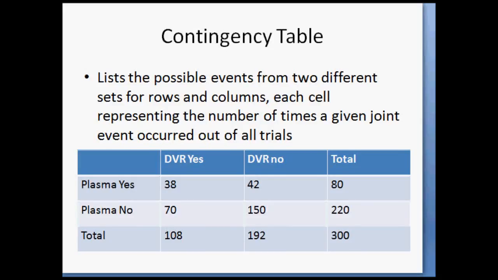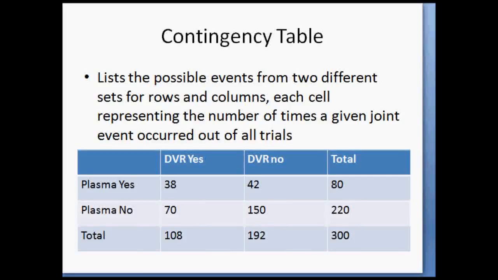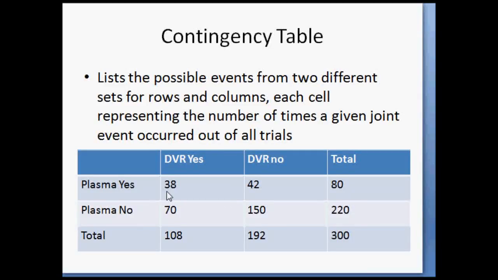So in terms of marginal probabilities, what's the probability that I buy a plasma screen? Well, 80 people buy a plasma, and 300 people go through the door. So it will be 80 divided by 300. That's a marginal probability. What about a joint probability? What's the chance that I buy both a plasma and a DVR? Well, 38 out of 300 would be that probability.